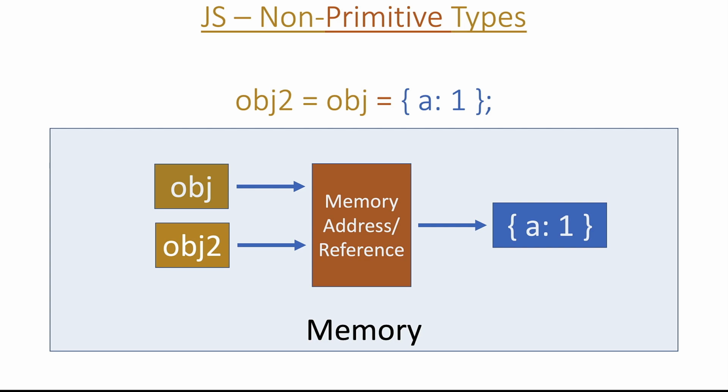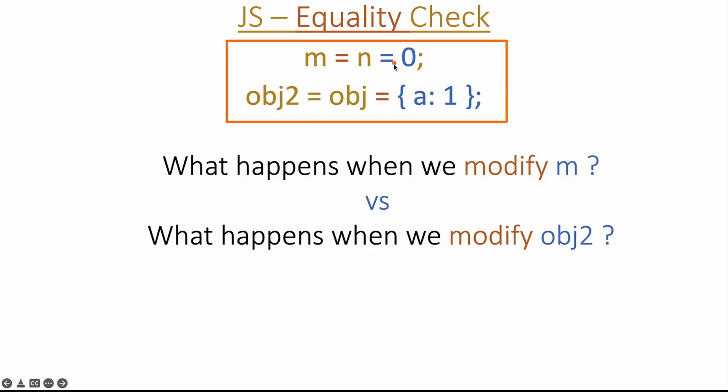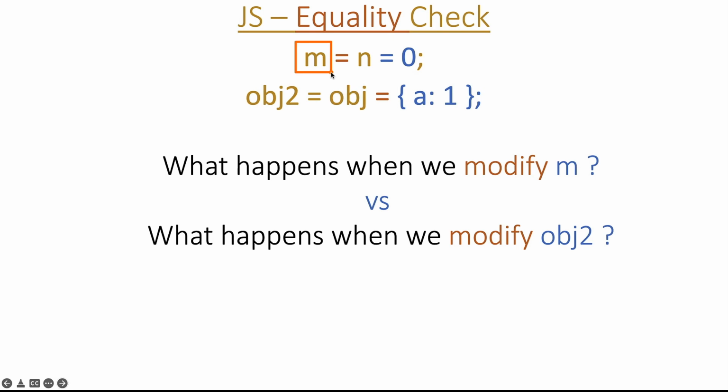Now let's discuss how the equality check is different for primitive types and non-primitive types. So we have these two lines of code. In the top line, we have the primitive type 0, and in the bottom line, we have the object a:1, and we are assigning them to a couple of variables. So what happens when we modify the value of m? And let us also discuss what happens when we modify the value of obj2.